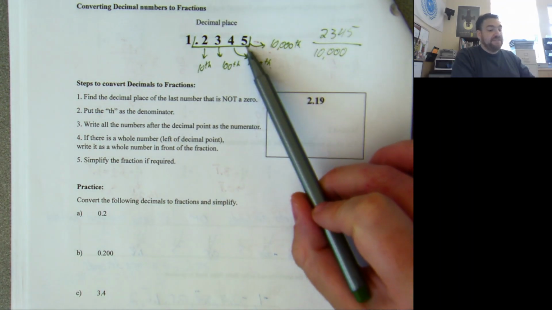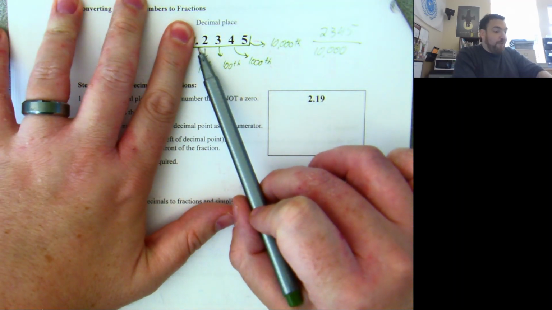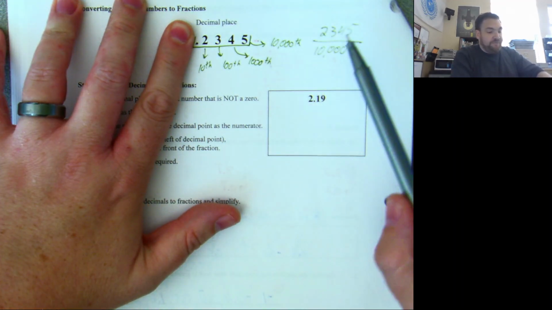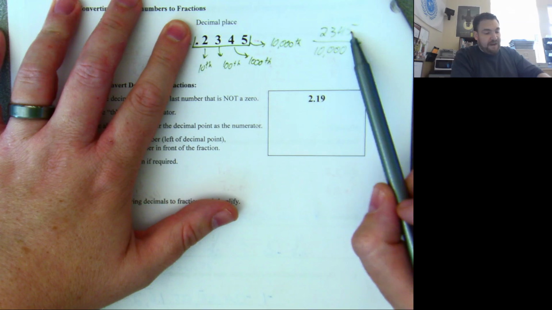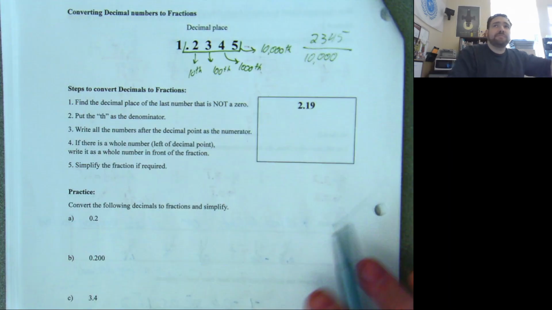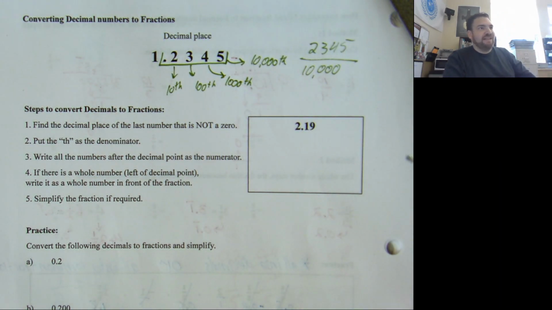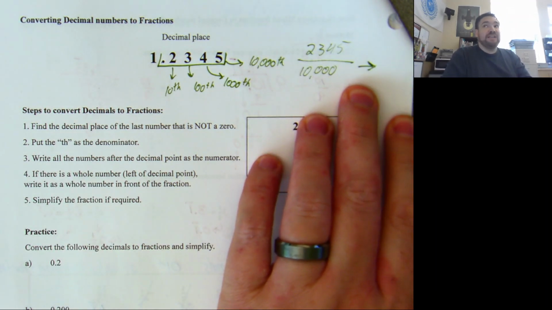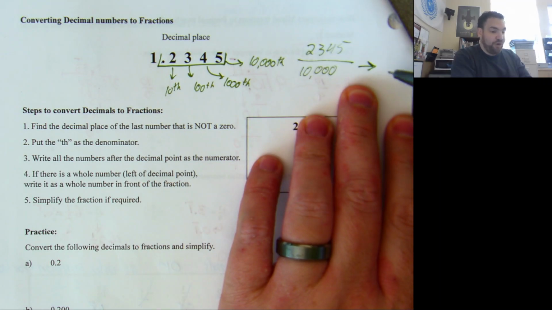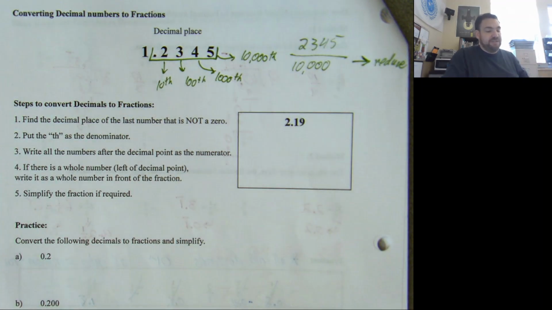So because the 5 is in the 10,000ths spot, if I wanted to convert 0.2345 into a fraction, I would put it as 2,345 over 10,000. And then the hardest part of this is what last step? Yes, putting this thing into lowest terms or reducing it. That's where this thing becomes awful. But until that, it's pretty easy.